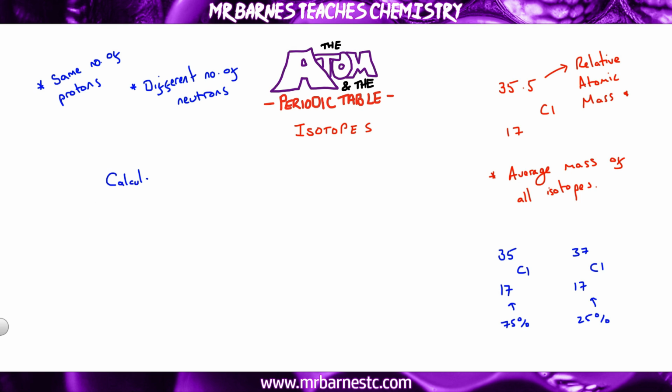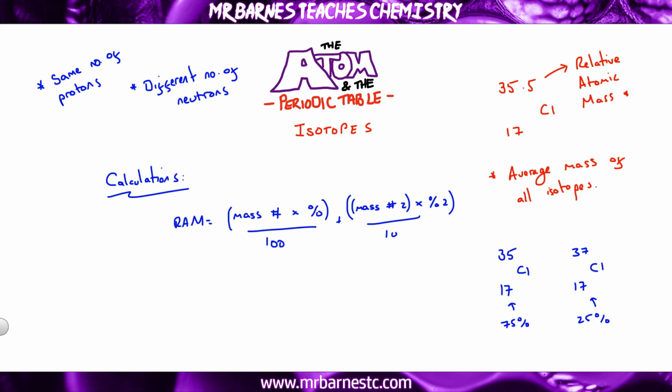The next thing you do need to be able to do, regardless of the paper you're sitting, is work out the relative atomic mass for an isotope. Now to do that, all you need to do is take the mass number, multiply it by the percentage of the isotope and divide by 100. You do that for all the isotopes and then you add them together.